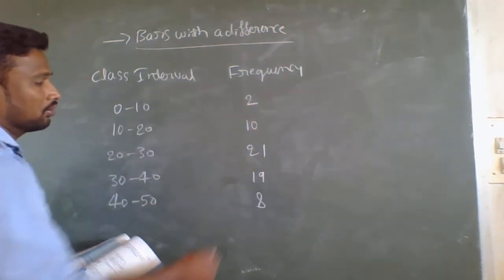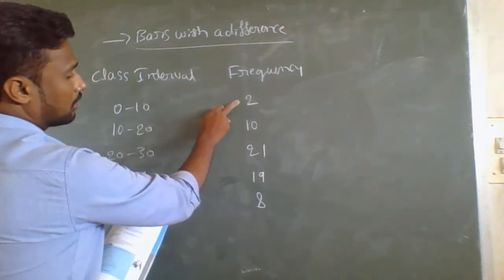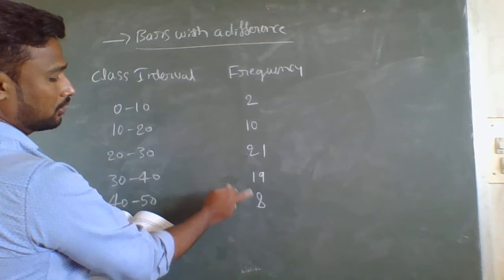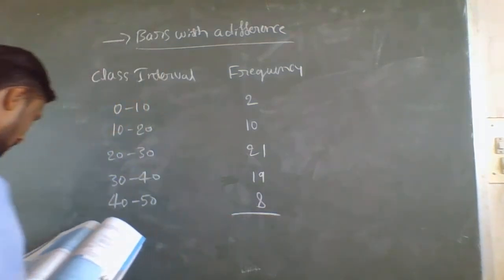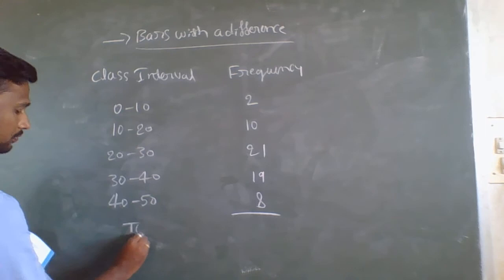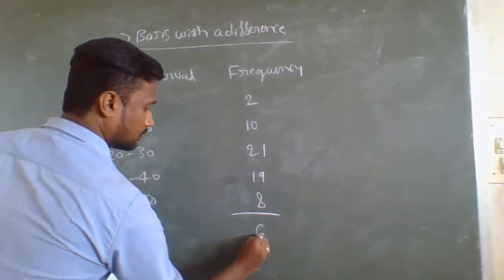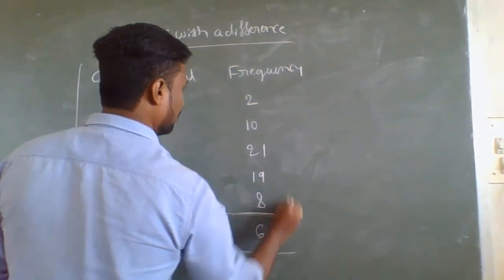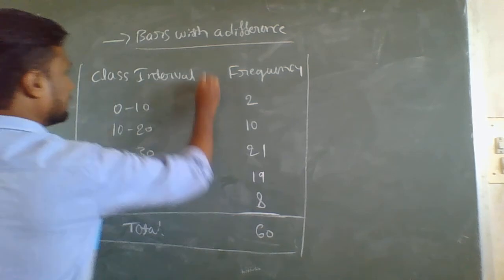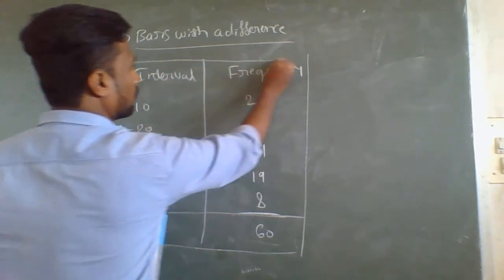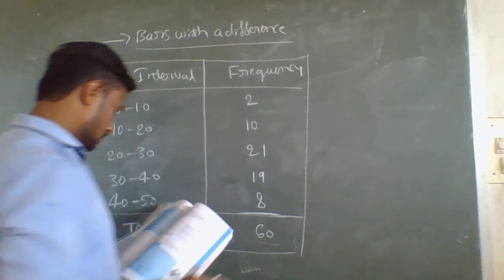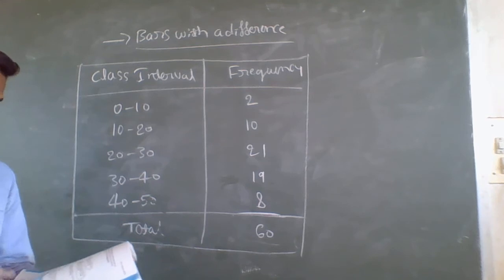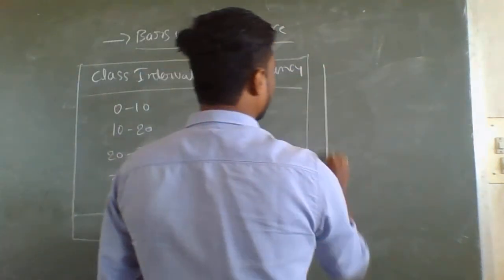If you add all these values, 2 plus 10 is 12, 12 plus 21 is 33, 33 plus 19 is 52, 52 plus 8, total how much do you get? 60. So this is the table they have given by considering the previous example only. Now here they have given one graph.